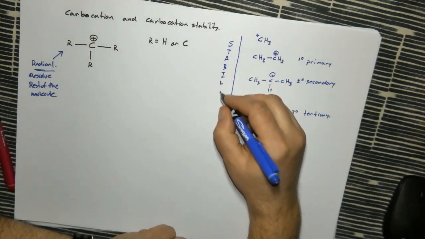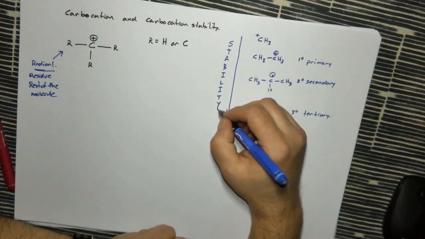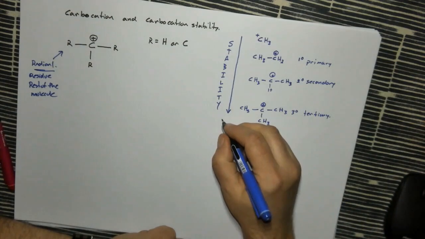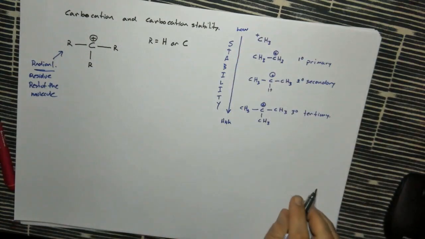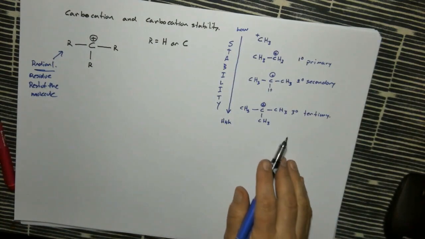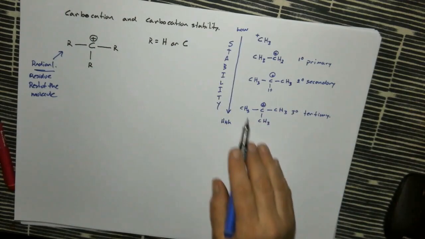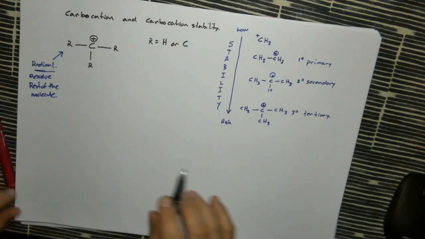So we can write stability goes up. So this is high, and this is low. And now we need to have kind of a way to explain why this tertiary carbocation, or this type of carbocation, is more stable than the other ones.